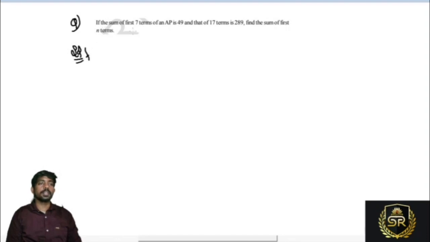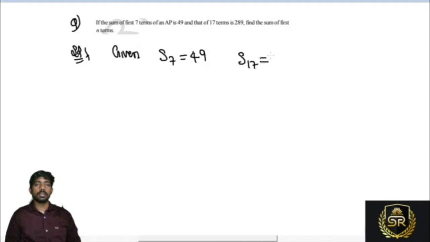So here we have a question. The sum of the first 7 terms of an AP, S7, is equal to 49, and that of the first 17 terms, S17, is equal to 289. Find the sum of first n terms. So we are asked to find Sn.